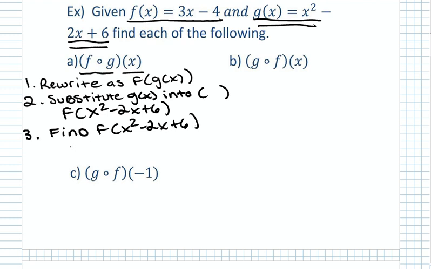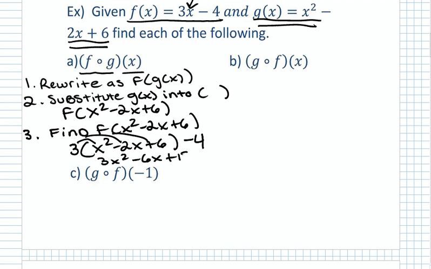So you're going to take that x squared minus 2x plus 6, and everywhere you see an x in the f function, you're going to put the x squared minus 2x plus 6. Then you got to put minus 4. Distribute the 3, so you get 3x squared minus 6x plus 18 minus 4. Combine like terms, and you get 3x squared minus 6x plus 14. Final answer. That is your f of g of x.